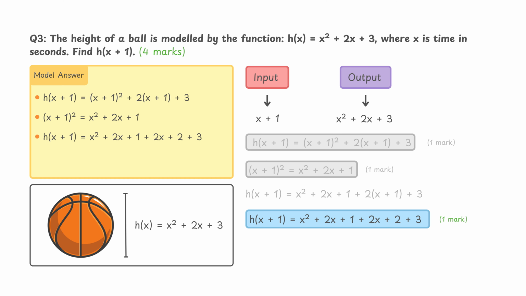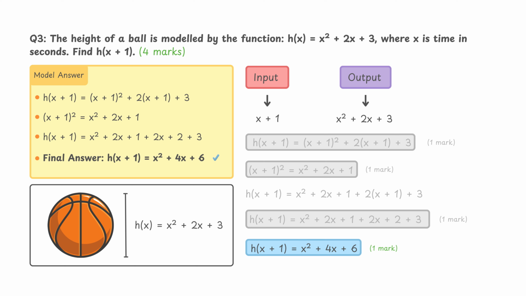Now we simplify by collecting like terms. First, look at the x terms. 2x plus 2x equals 4x. Next, look at the constants. 1 plus 2 plus 3 equals 6. So now we write the final expression. H of x plus 1 equals x squared plus 4x plus 6. And that is our final answer.